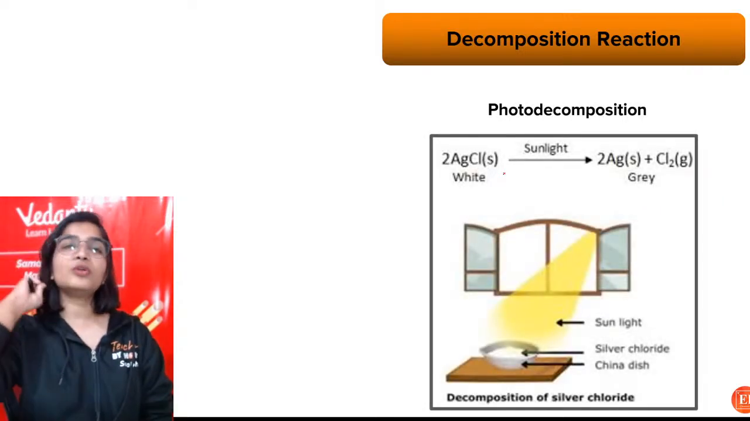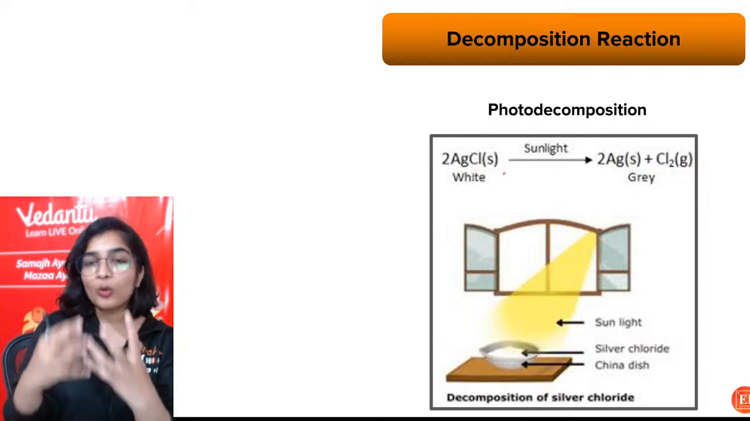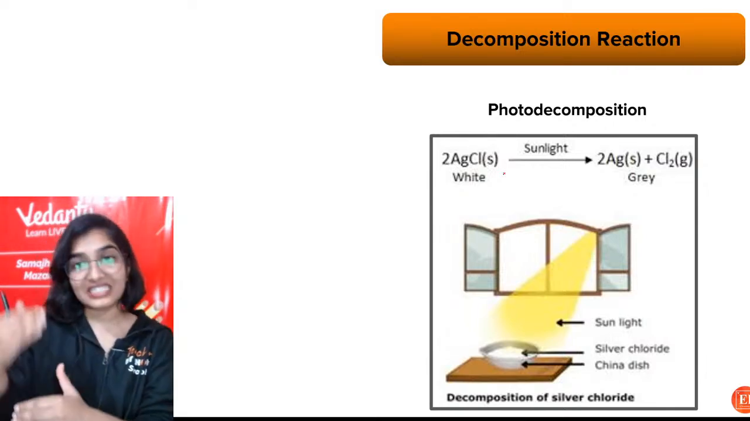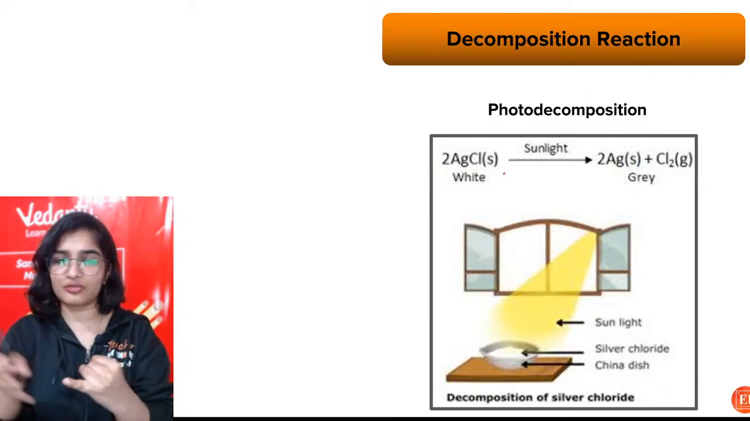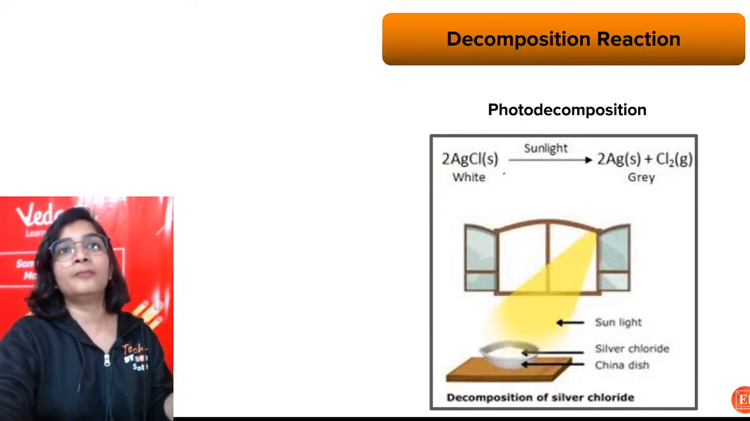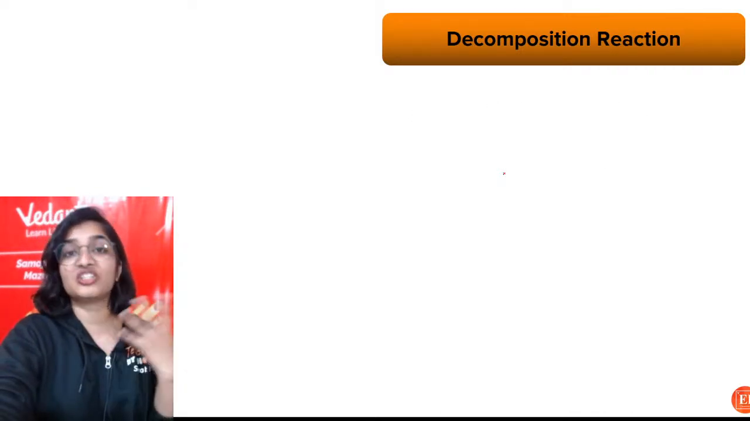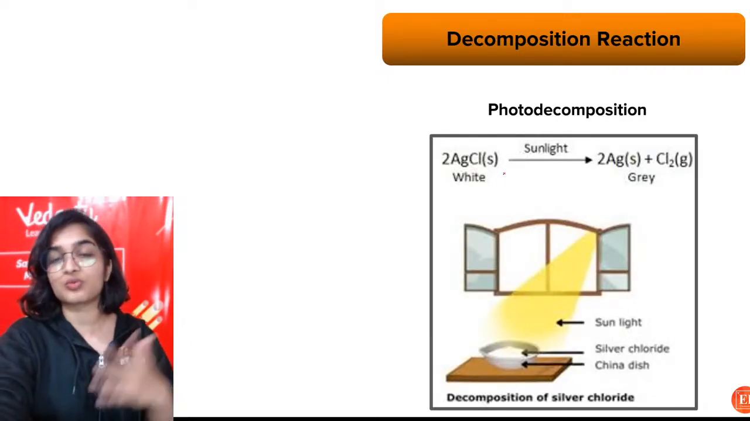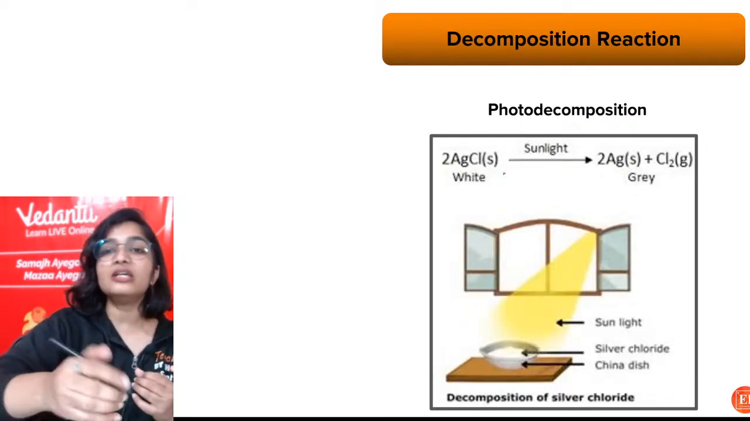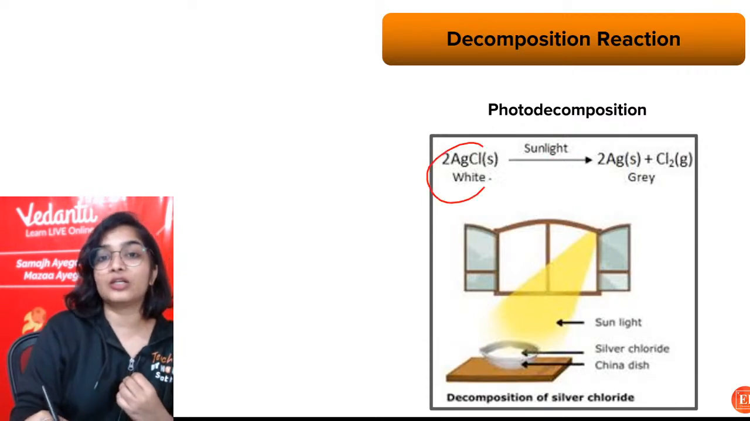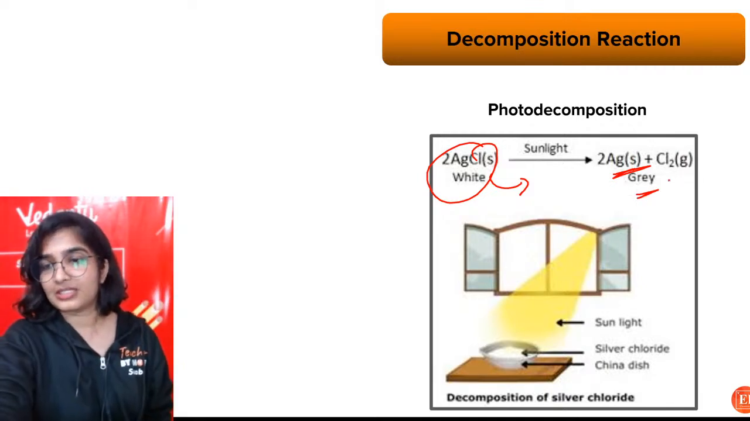So this decomposition is basically an endothermic reaction. It is an endothermic reaction. So decomposition reactions must be carried out with some kind of energy, different kinds of energy, like sunlight or electrical energy. Decomposition reaction carried out by sunlight or light energy is called photodecomposition. So AgCl, when exposed to sunlight, undergoes a decomposition reaction to give us silver, which is grey in color, and chlorine gas is liberated.